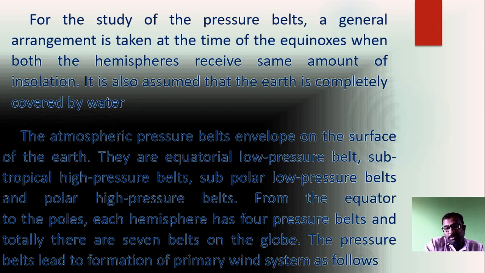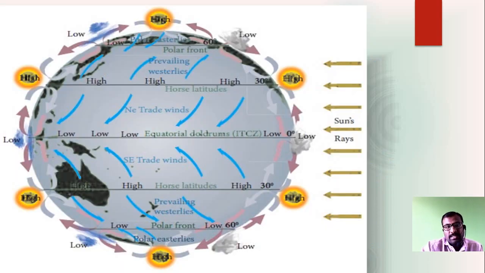The atmospheric pressure belts envelop the surface of the earth. From the equator to the poles, they are the equatorial low pressure belt, the subtropical high pressure belts, the subpolar low pressure belts, and the polar high pressure belts. Each hemisphere has 4 pressure belts. In total, there are 7 belts on the surface of the earth. The pressure belts lead to the formation of primary winds and secondary winds.